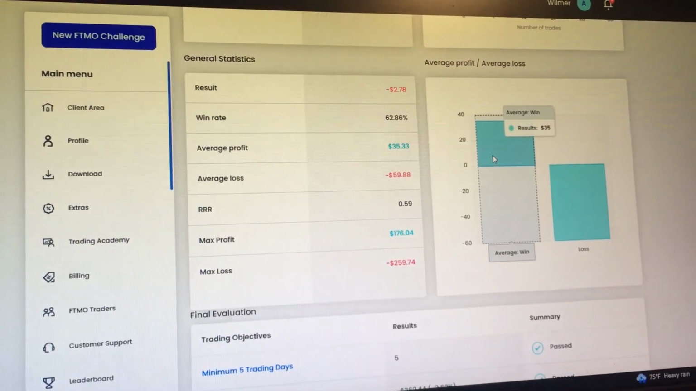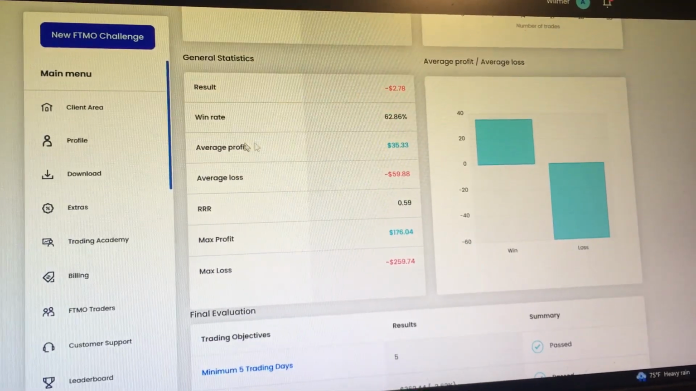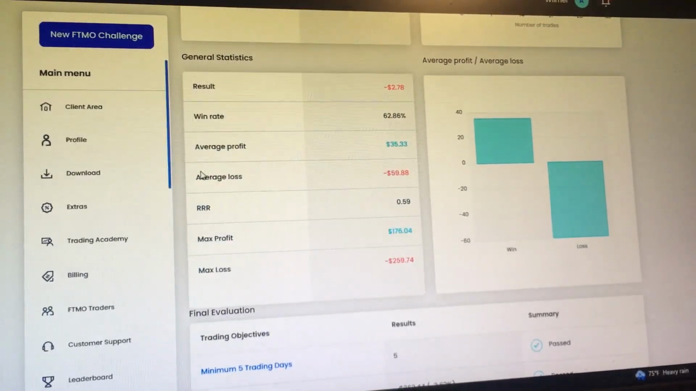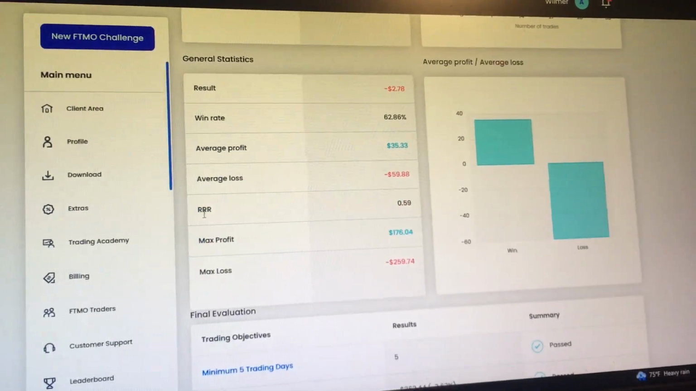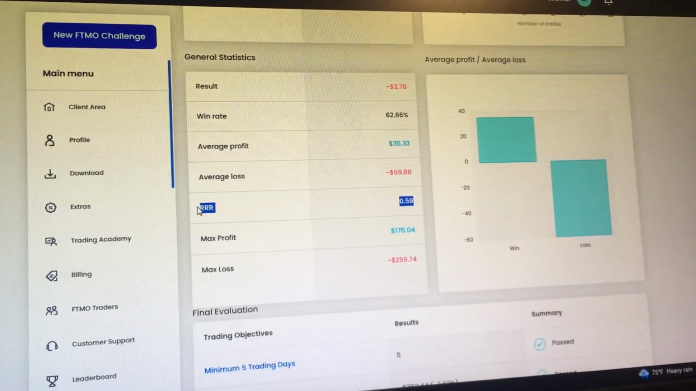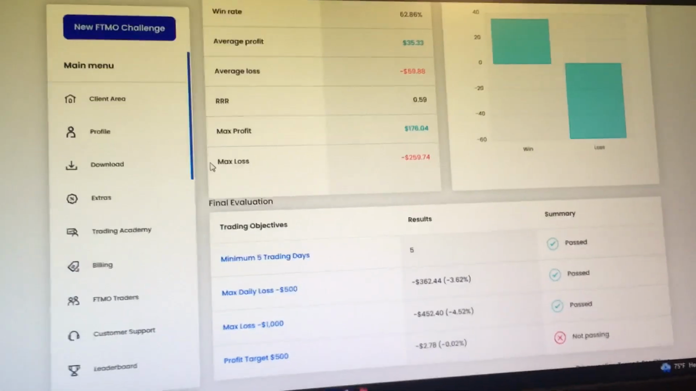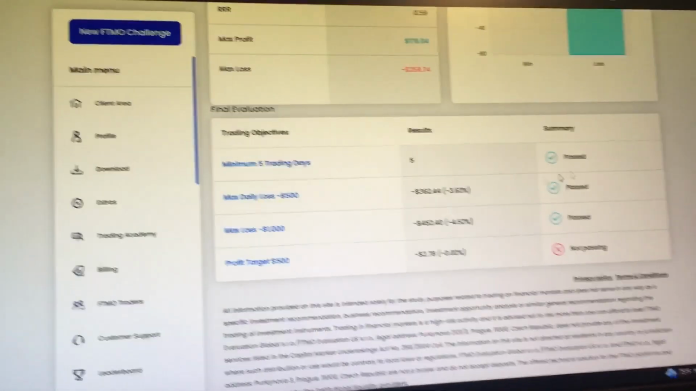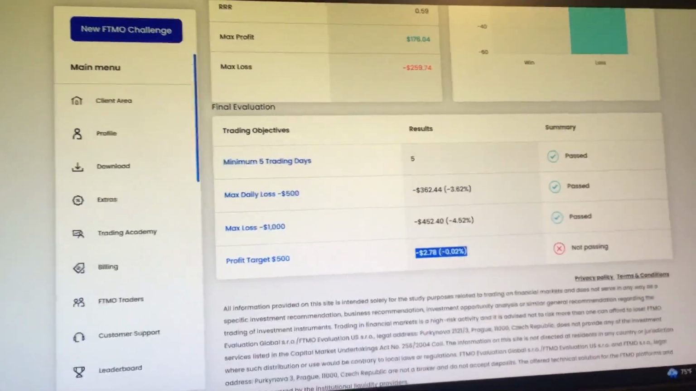Average win 35, average loss $60, 60% win rate, average profit $35, average loss 59, risk to reward 0.59. I need to work on this risk to reward, bro. I need to start taking actual good trades and not messing around. Max loss, that. Pass everything else except for the profit target, and we're just a little bit down in drawdown. I didn't really look at it towards the end.